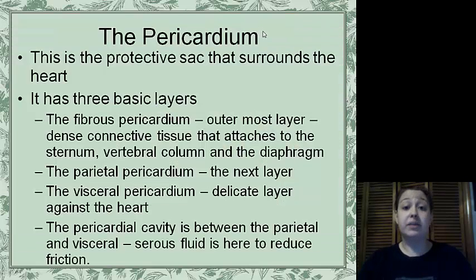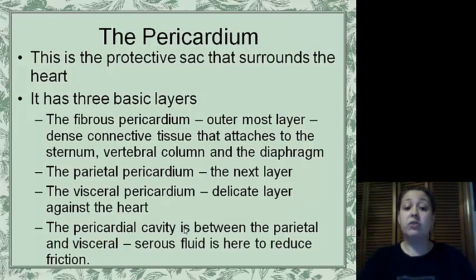The pericardium, which is going to be that outside protective layer, has 3 basic layers. The fibrous pericardium, the outermost layer, dense connective tissue, attaches to the sternum, the vertebral column, and the diaphragm, keeping things in place. So we have our parietal pericardium, which is the next inner layer, and then the visceral pericardium, which is the delicate layer against the actual heart.